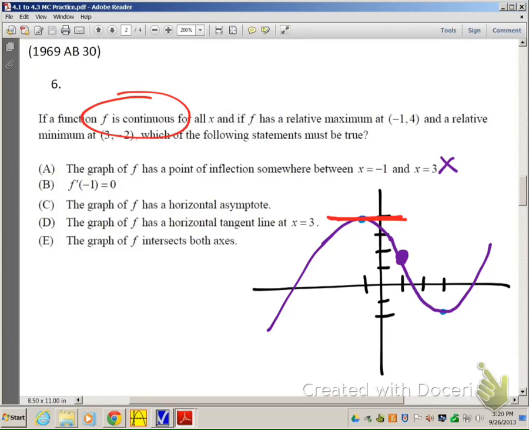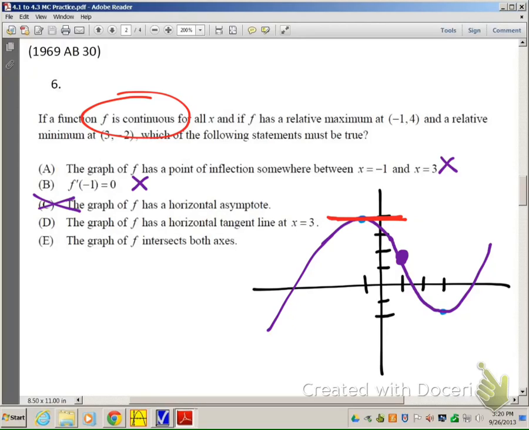So now I'm thinking there's no way that this could look like this because, again, both of them would be true. And so what else would be true? I'm going to throw out B, but the graph of F has a horizontal asymptote. Well, that's definitely not true because of the graph I drew. That doesn't even fit that.